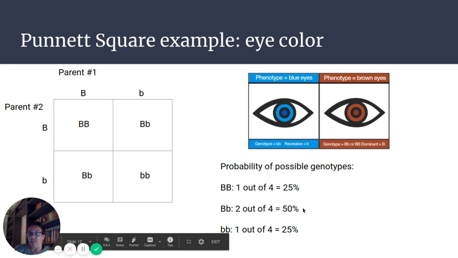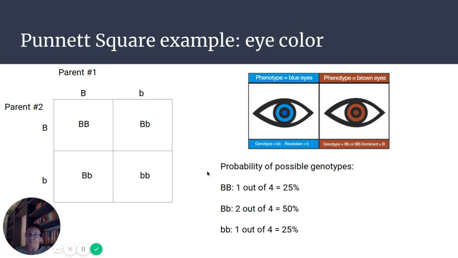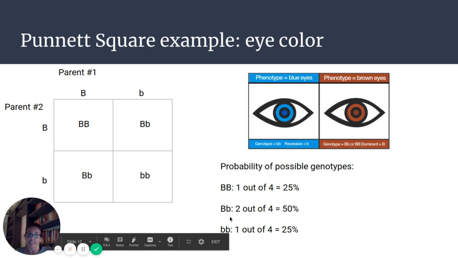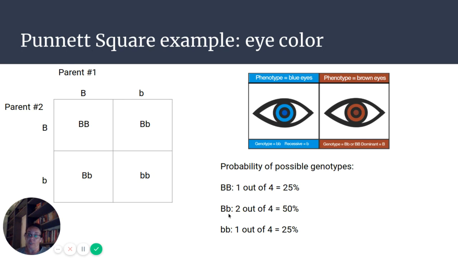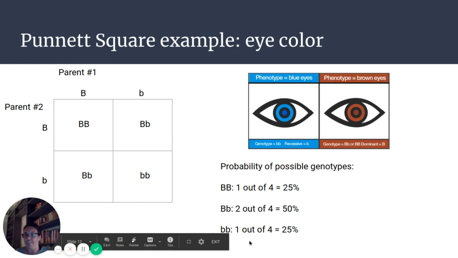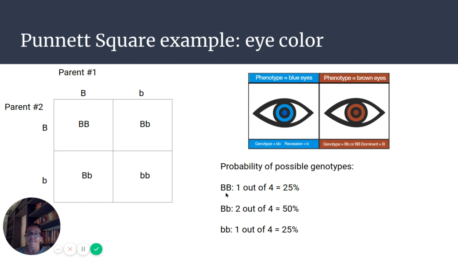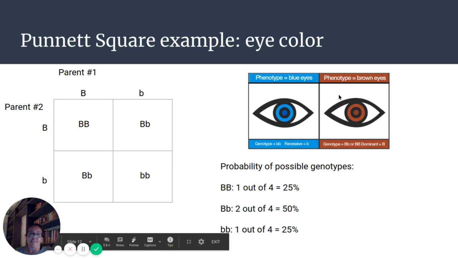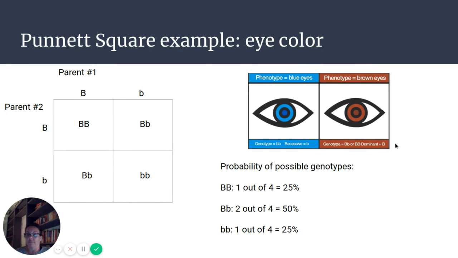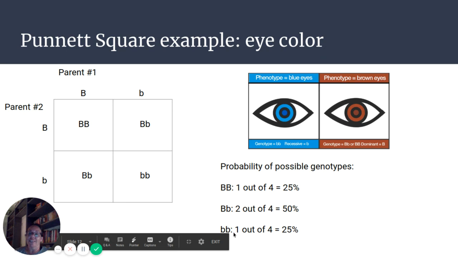That's 25%. So when we're doing probabilities, that means that there is a 25% chance that the offspring of parent 1 and parent 2 will have a big B genotype. There's a 50% chance that the genotype will be big B, little b. And then there's a 25% chance that it will be little b. If there is a dominant allele in a genotype, that will be expressed. That means that if there's a capital B, the eye color is going to be brown. If there's going to be blue eyes, it has to be lowercase b.